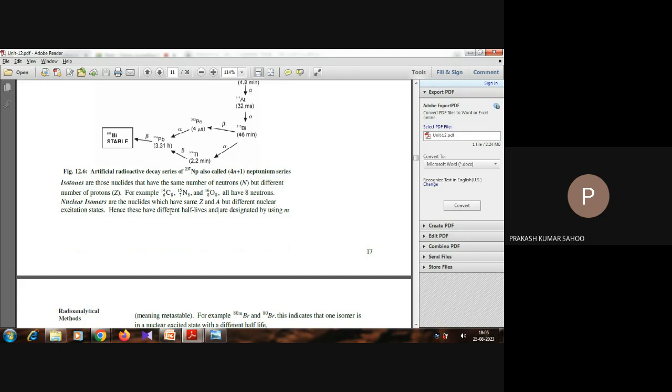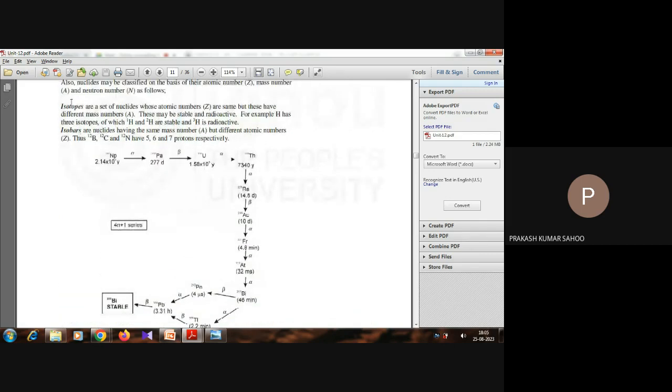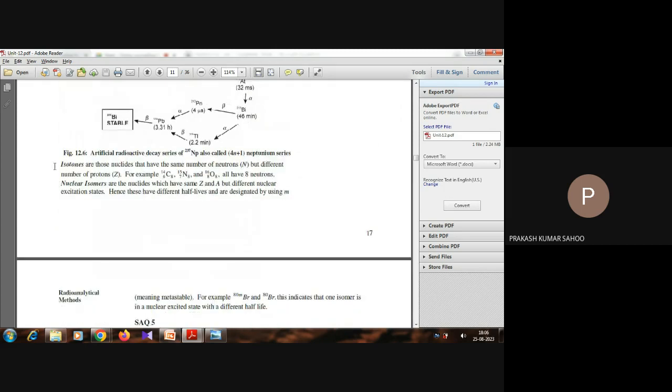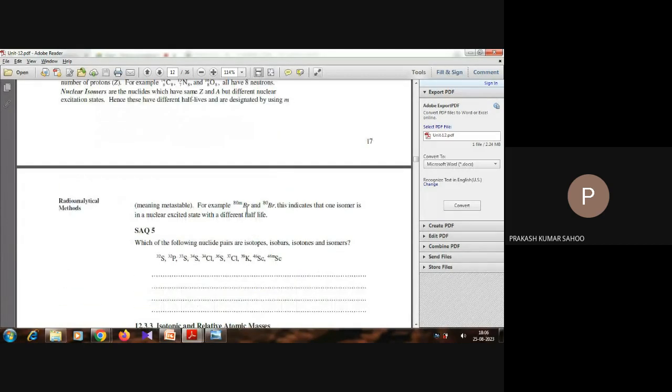So we have three types of nuclides. One is isotope, with the same atomic number, different mass number. One is isobar, that is mass number is same, atomic number is different, and the third is isotone. Then nuclear isomers are there, for example bromine 80m, bromine 80. The indicator m is a nuclear excited state with a different half-life. That means these are two nuclear isomers having different half-life periods.